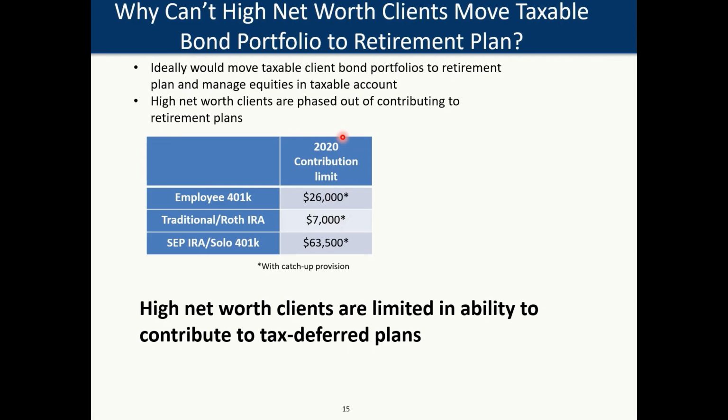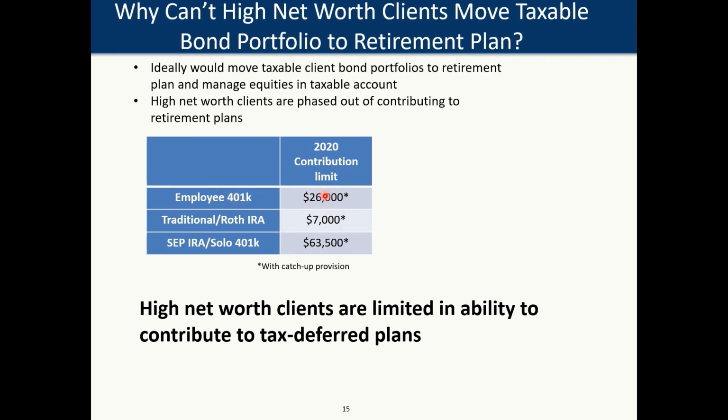So let's actually look at the contribution limits. Why can't high net worth clients just move all their taxable bond portfolio to a retirement plan? It's because there are limits. Ideally, you would move taxable client bond portfolios to a retirement plan, and then you'd manage the tax inefficient equities in a taxable account. But again, they're often phased out of contributing to retirement plans, and these are just some of the limits here.